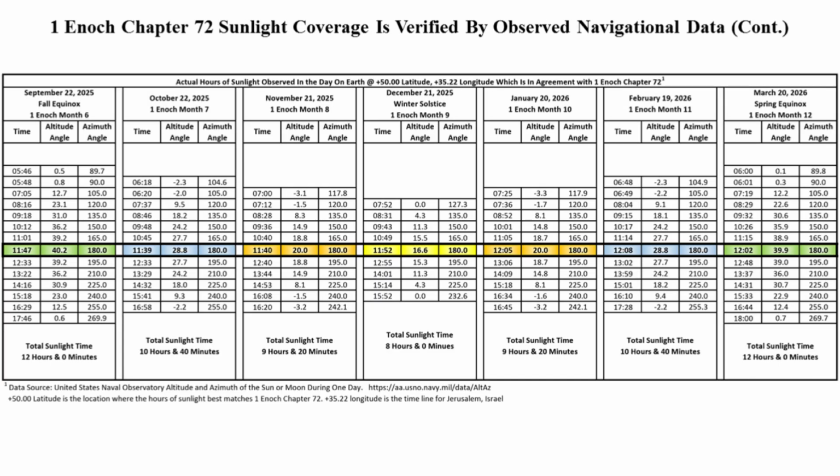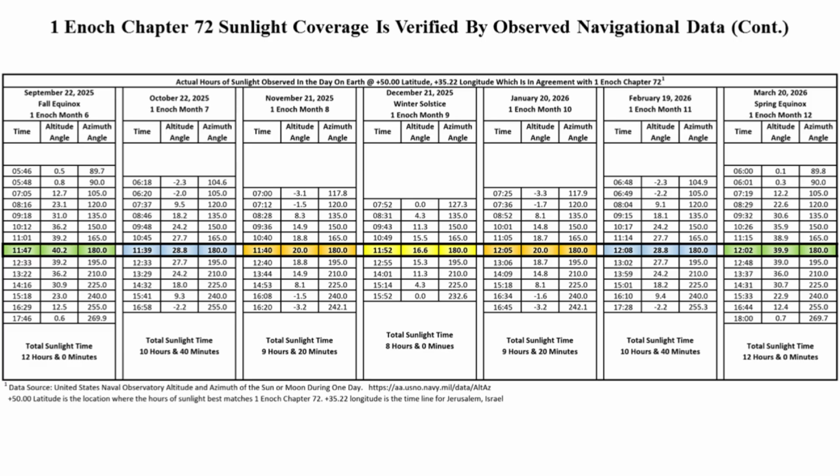Again, this table shows actual hours of sunlight observed for each date/month from sunrise to sunset at every 15 degrees of azimuth, which is at each solar hour increment during daylight. September 22, 2025, the fall equinox, is month 6 of 1st Enoch and has 12 hours of sunlight.